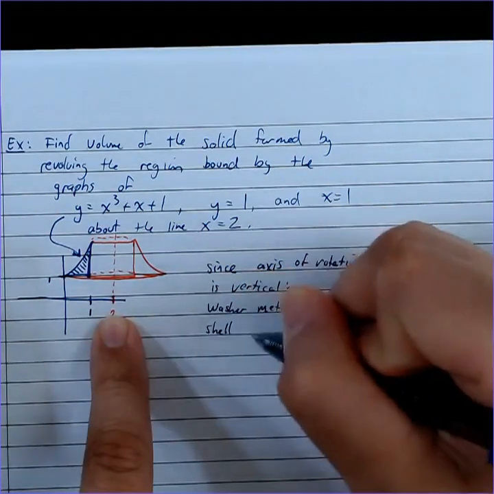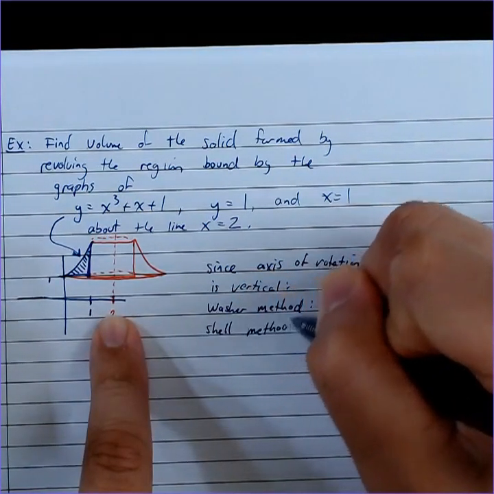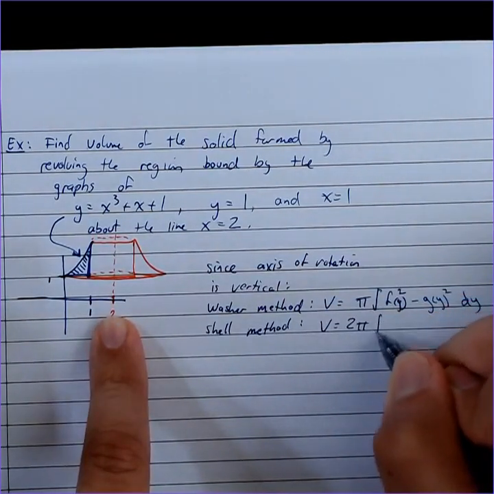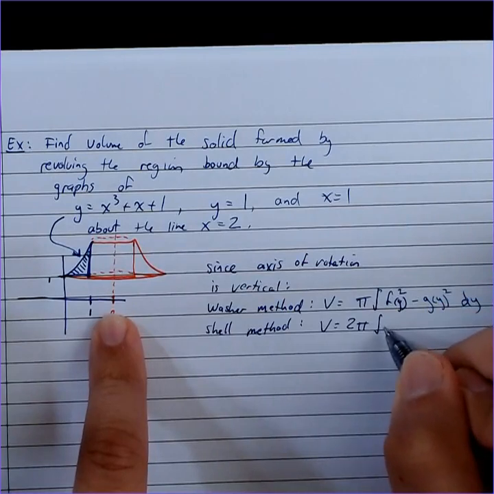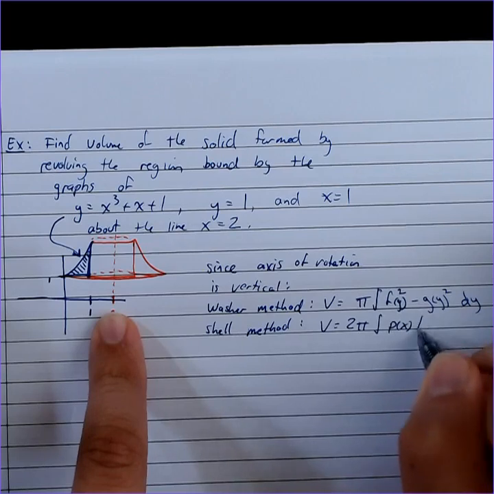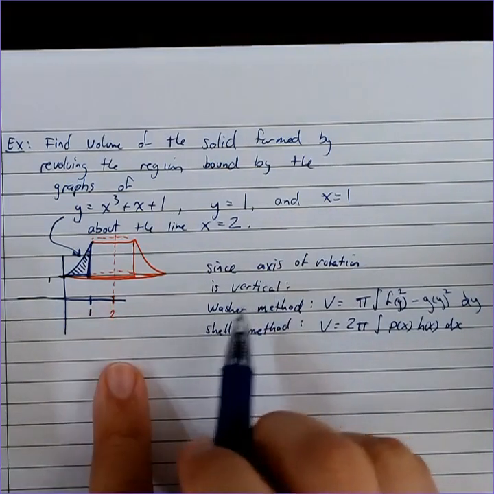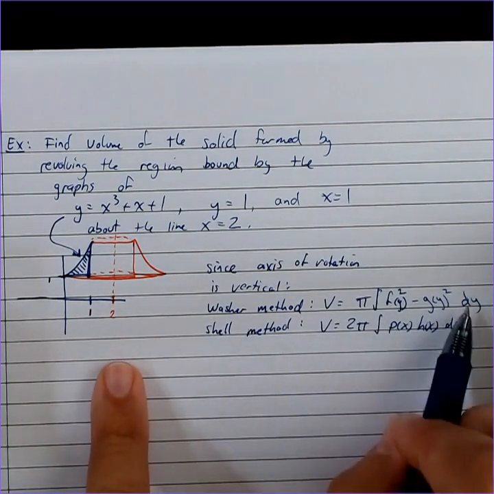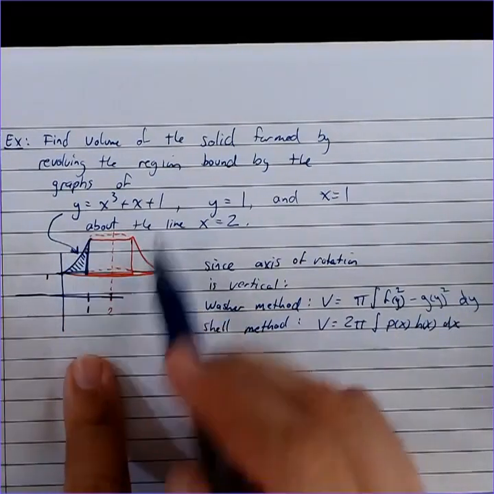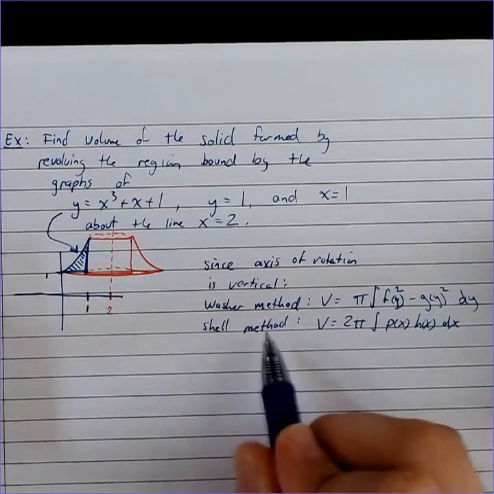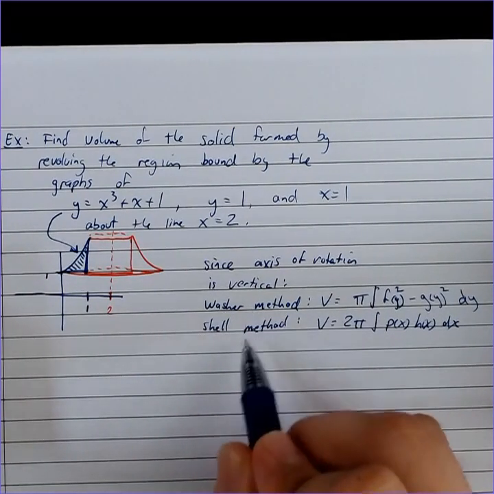The shell method tells us that the volume is going to be 2 pi times the integral from a to b of p of x h of x dx. The washer disk method will always use the opposite variable as the shell method for any given illustration. So if this one's using y, that one will use x. If this one's using x, that one will use y.